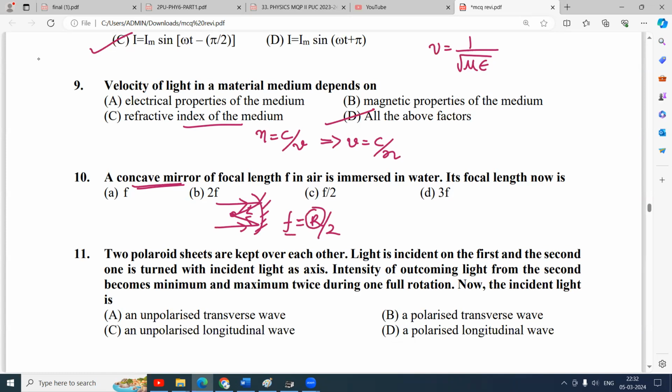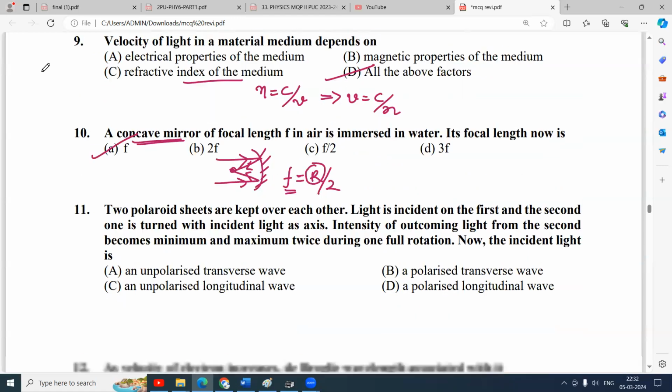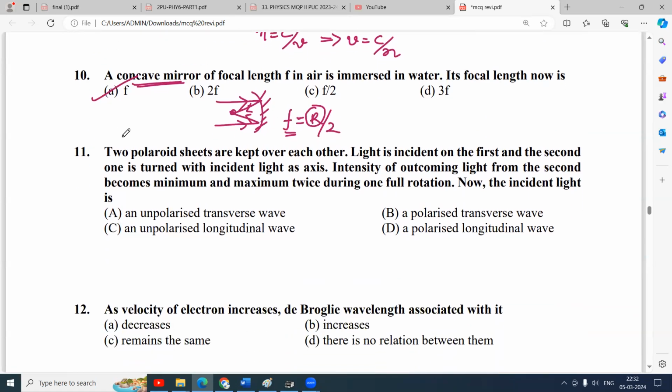So focal length remains the same. So answer is F. For a lens, it may change. For a lens, when it is immersed in water, it may change.